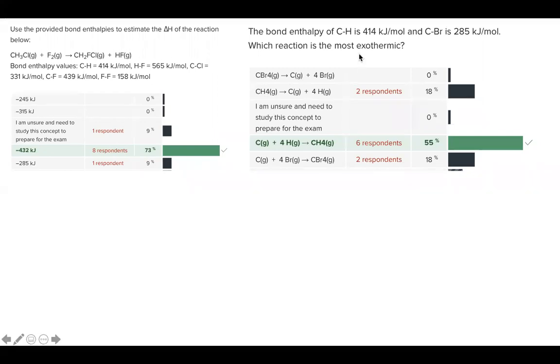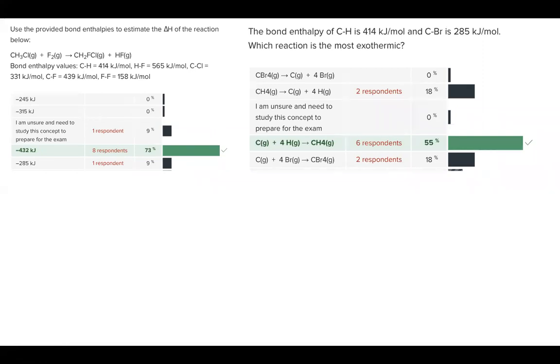If I now look at the data, okay, CH4, that's going to be much more exothermic. It's coming together to form stronger bonds, bonds with a lower potential energy, bonds with a larger bond enthalpy. I'm looking at the data, and that's how I'm agreeing with this one. I'm deciding that the formation of CH4 from the atoms as they're just separate, that's going to be the most exothermic.